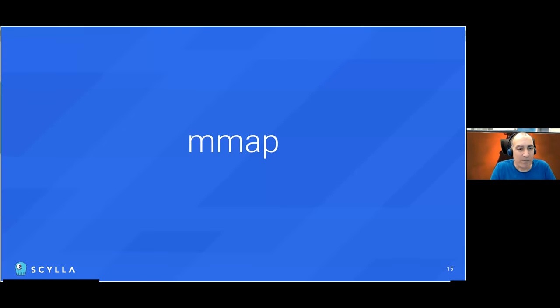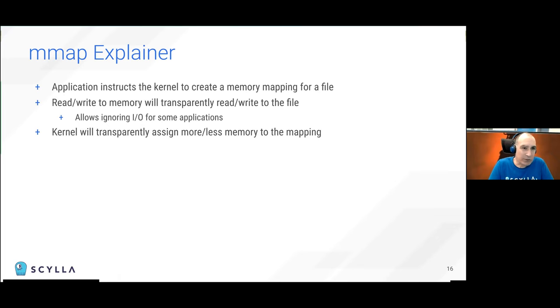So let's talk about mmap. I imagine most people are familiar with it, but I'll say a few words about it anyway. So the application tells the kernel to create a memory mapping for the file, an area of memory that has a one-to-one relationship with the data on the file. And any read or write to this memory using regular machine instructions will transparently be converted into a read or write to the file. The kernel manages it in the background.